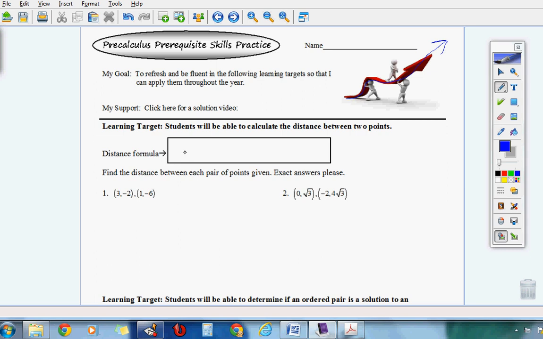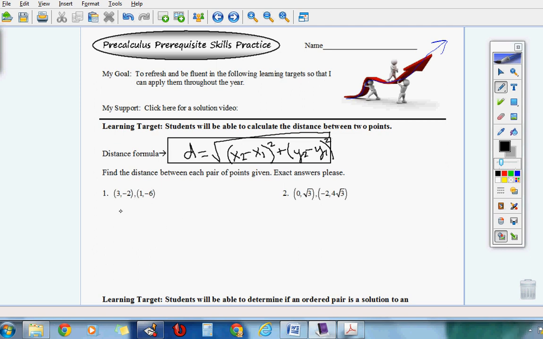All right, so the first thing on your practice skill review is going to deal with the distance formula. So you obviously need to memorize this distance formula. Distance is equal to the square root. Bear with me, this is the first video of the year. I will get better at writing. So this is our distance formula that we have to know at any point during this year.